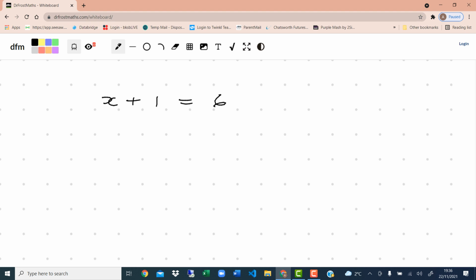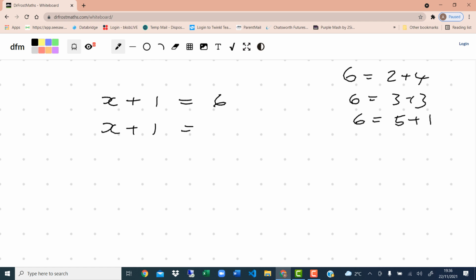Because what we do is, if I write that x plus 1 equals 6, then I say x plus 1 is equal to 6. So what does 6 break down into? 6 could be 2 and 4, 6 could be 3 and 3, 6 could be 5 and 1. Right? That's how it works.